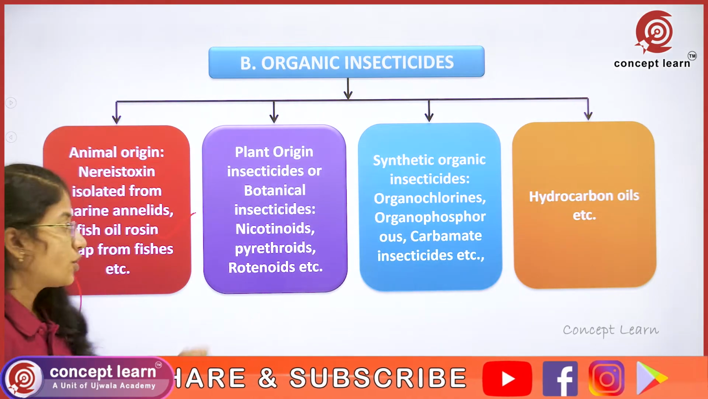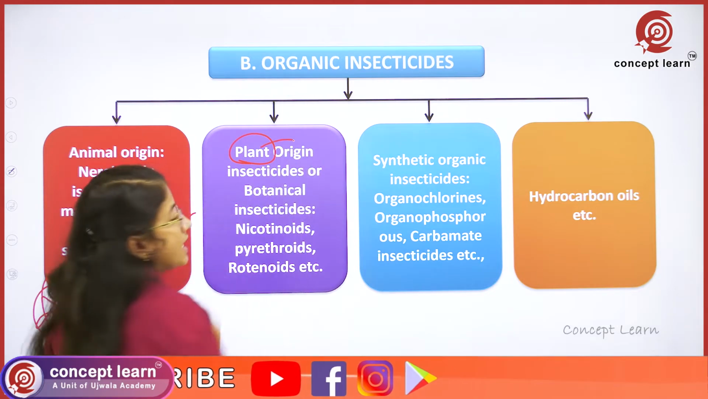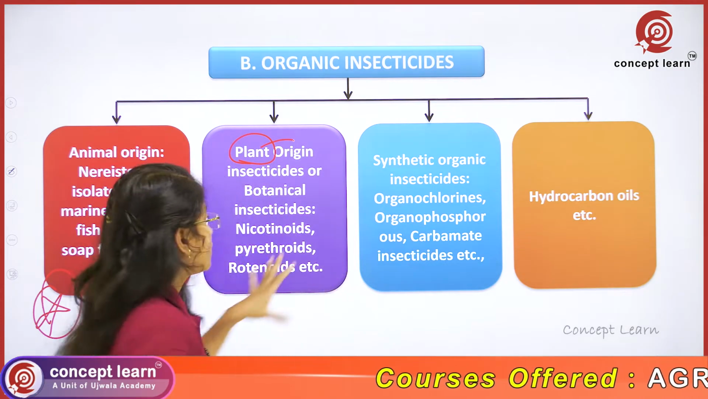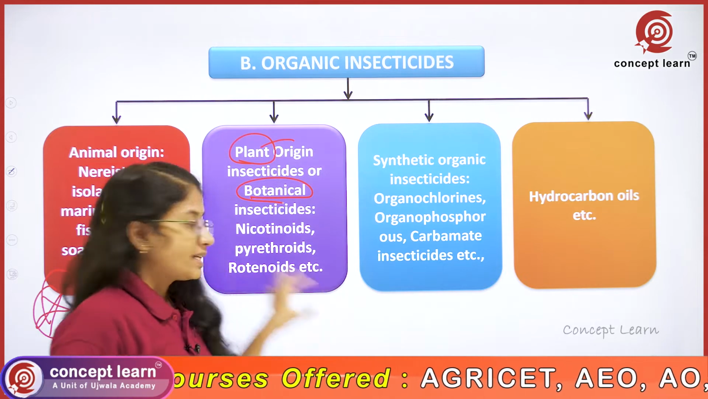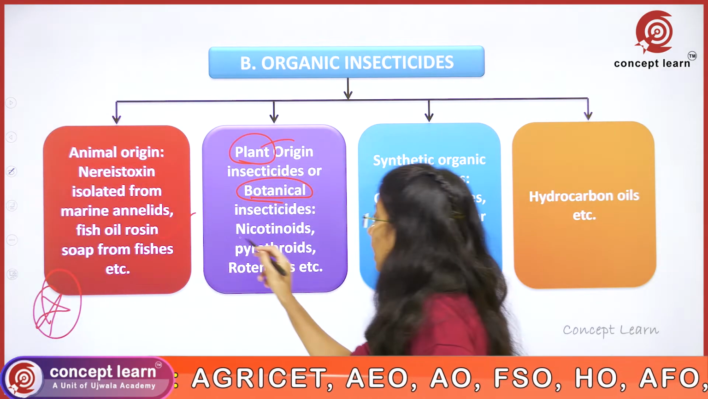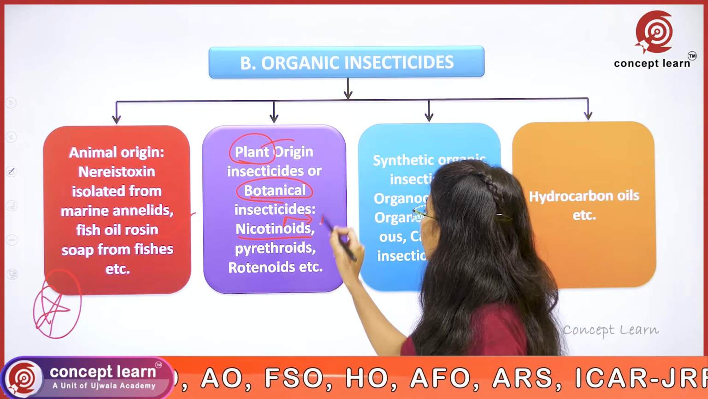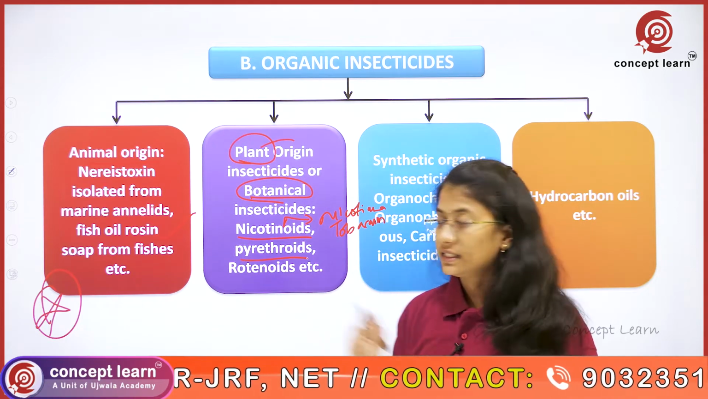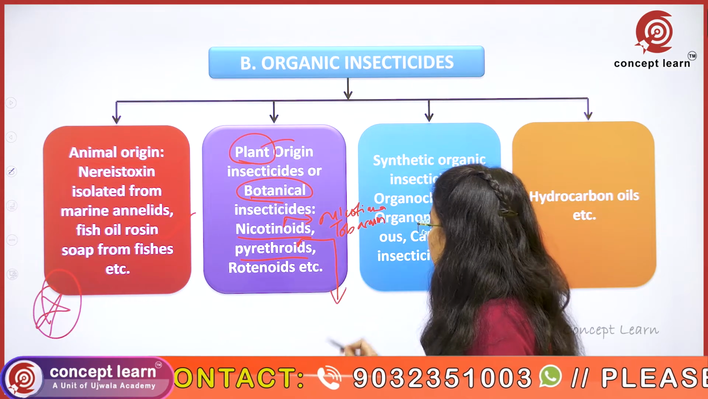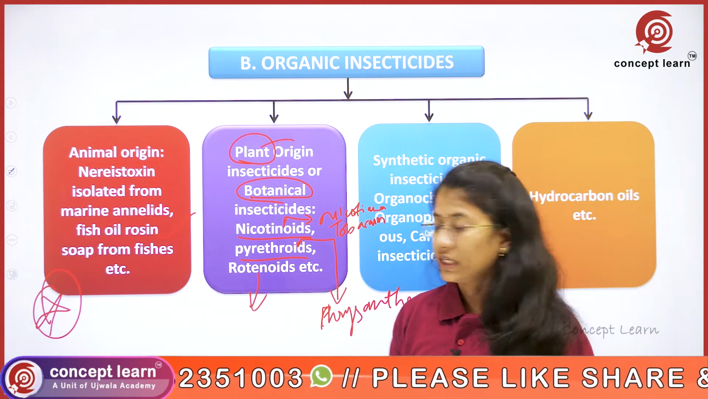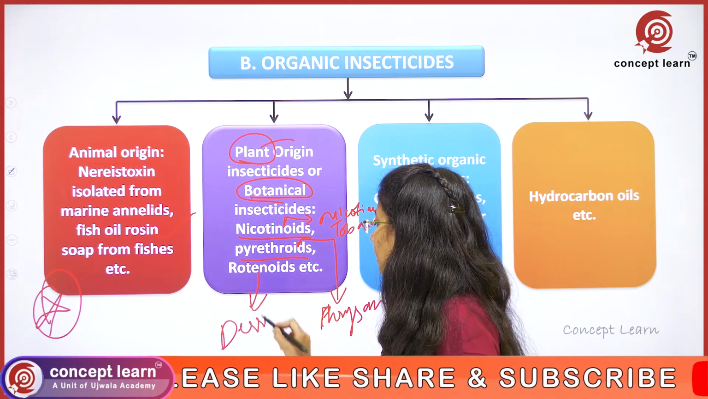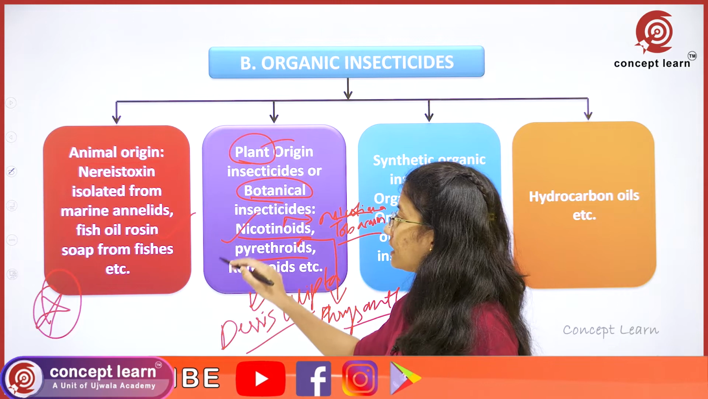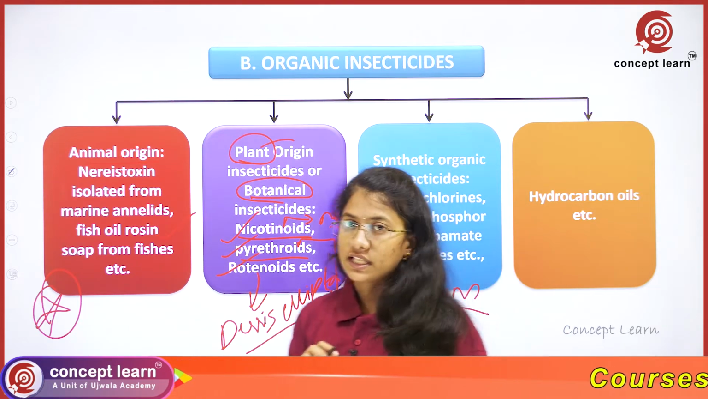So, next comes the plant origin. Here, insecticides are derived from the plants. They were derived from the animals before, but here these are derived from the plants. These are known as the botanical insecticides, and a few of the botanical insecticides are nicotinoids, which are derived from the plant Nicotiana tabacum. The other botanical insecticide is pyrethroid, and the other is rotenoids. These rotenoids are derived from Derris elliptica. So, these are the plants from which the botanical insecticides like the nicotinoids, pyrethroids and rotenoids have been derived.